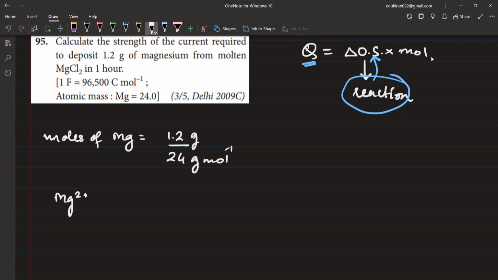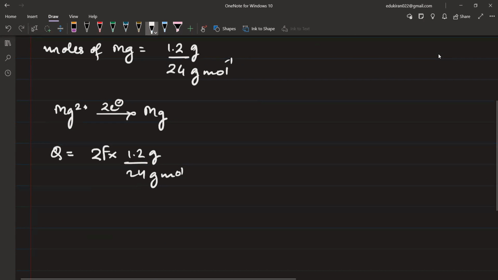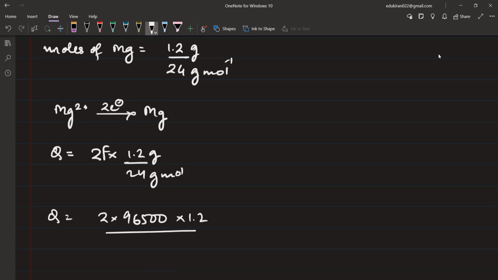Mg2+ will be there in MgCl2. It will take up 2 electrons, and it will get converted to Mg, right? Now, what is the Q required here? The Q required here is equal to the change in oxidation state, 2, multiplied by the number of moles, that is 1.2 upon 24 grams per mole. This is 2F. That means Q will be equal to 2 into 96500 into 1.2 divided by 24.